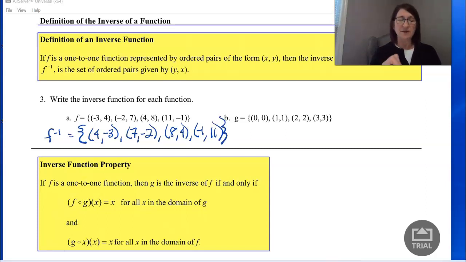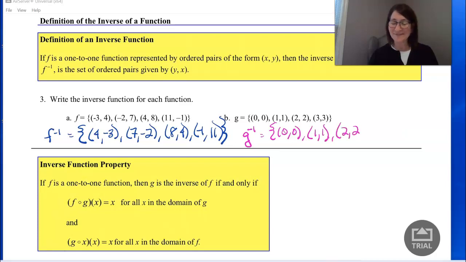My inverse for the next one, for g, is kind of weird because those are doubles: (0, 0), (1, 1), (2, 2). My inverse is going to look exactly like my regular function. And that's okay. It's just what it is. There we go. But they're both still one-to-one.